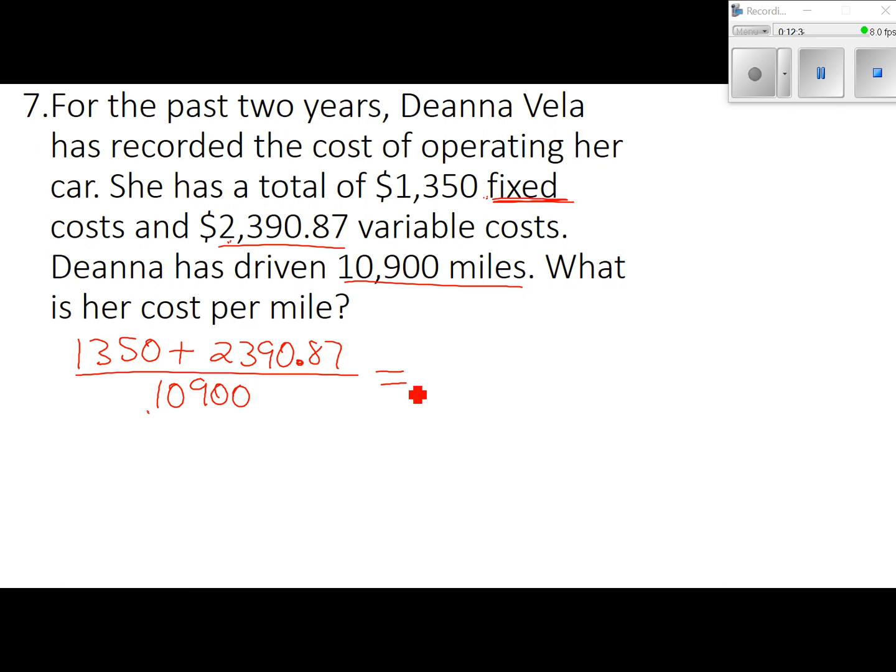If I grab my calculator, again, you've got to make sure you do the top part first and then do the dividing. So 1,350 plus 2,390.87. That gives me $3,740.87, and I'm going to divide that by 10,900.